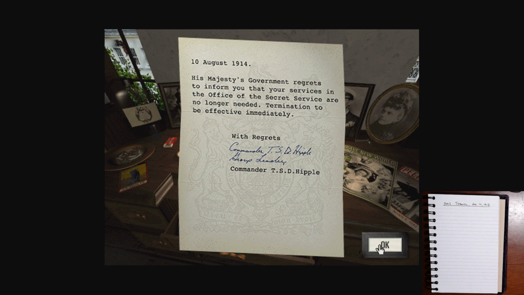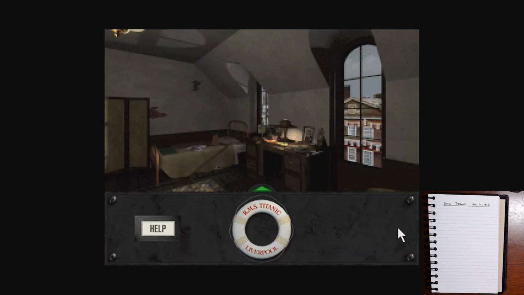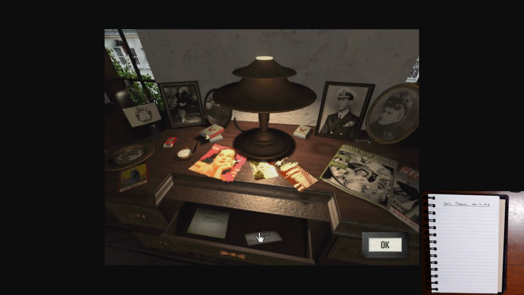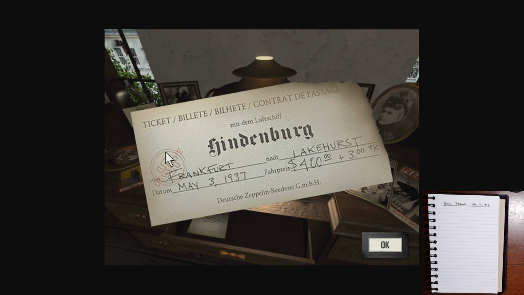So I was some sort of spy for His Majesty's government. Interestingly, I have a ticket from the Hindenburg, which is going from Frankfurt to Lakehurst, New Jersey, which was, if I remember right, the ill-fated flight. And you can see here a bit of burn or tearing on it. So, the German Zeppelin Company, $400 ticket plus $3 tax for May 3rd, 1937. Interesting. I wonder why I have that.